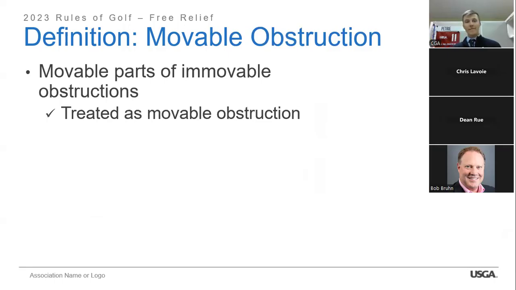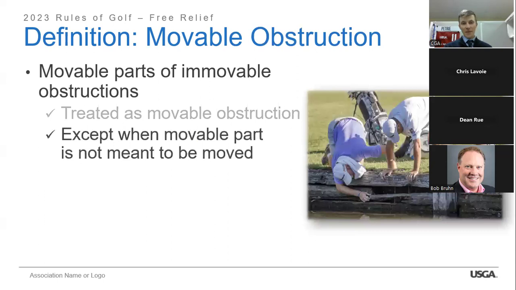So what happens with movable parts of immovable obstructions? What this means is, what happens if we have a fence and there's a gate in the fence and we can move that gate freely? It's designed to move. In this case, it's simply treated as a movable obstruction. And if that gate is the only interference you have, we're not going to get relief from the immovable part of that fence if we can simply move that gate out of the way. So there are times where, although it may look like all one part, if a single part of that obstruction is movable, it's going to be treated as such. Now, that's only if it's meant to be moved.